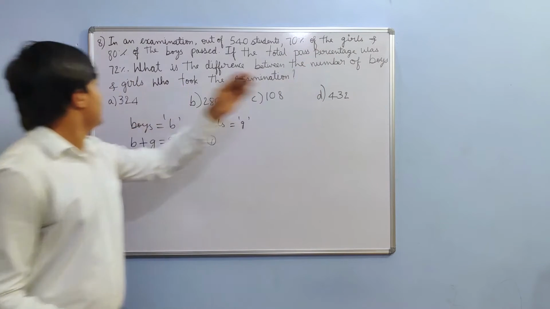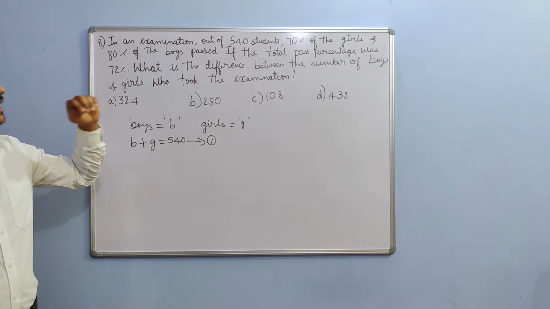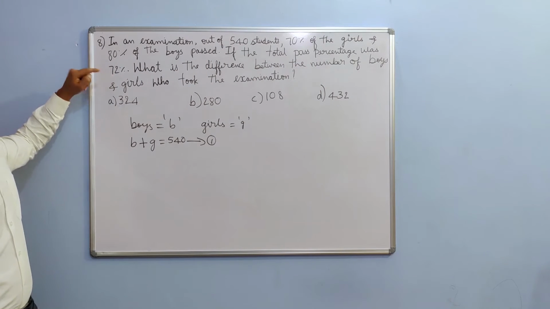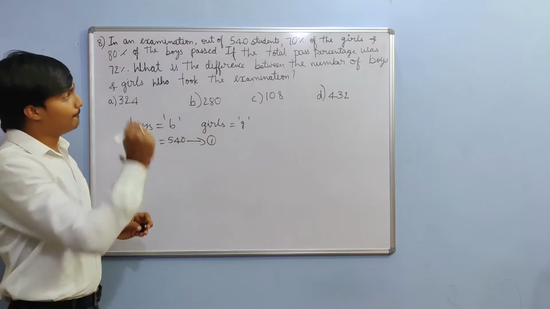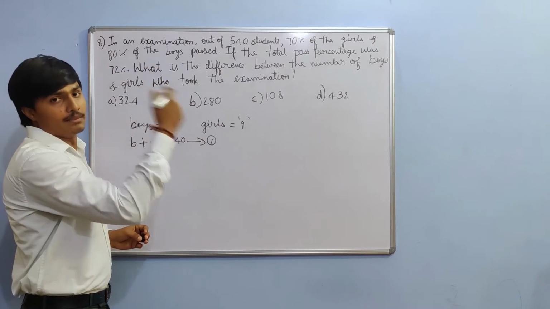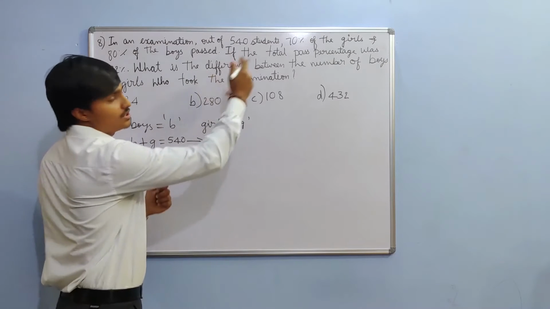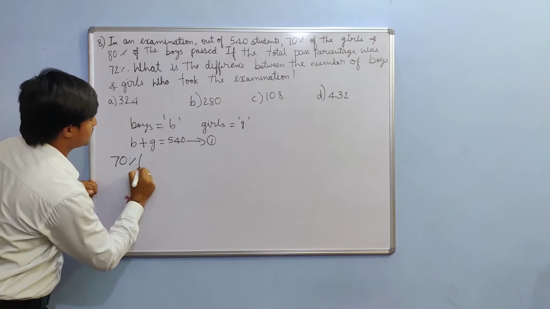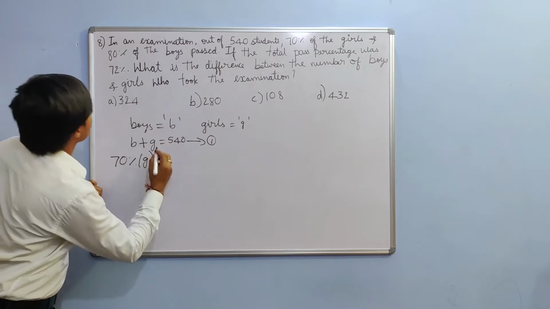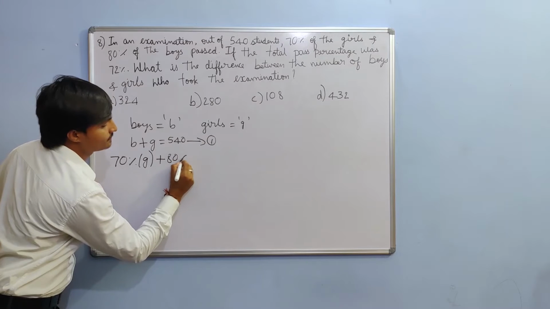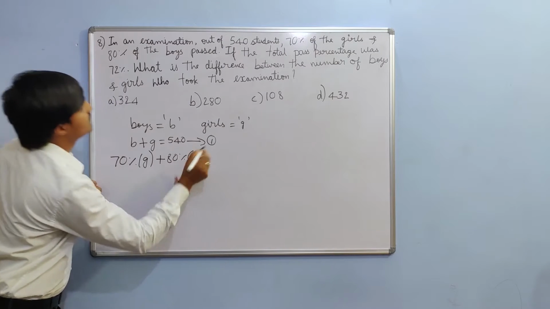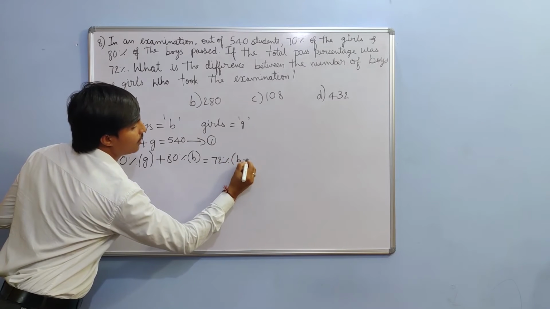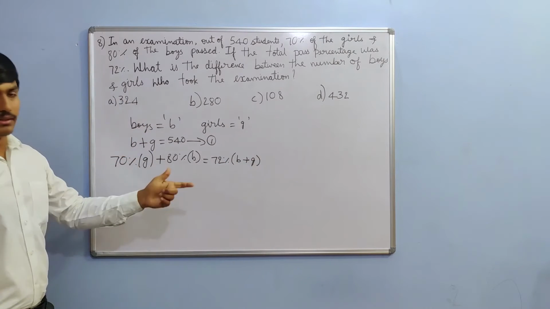70% of the girls and 80% of the boys have passed, and also they have given the total pass percentage was 72%. This 72% constitutes both girls and boys, right? So we can equate these two. From that we can write it as 70% of girls plus 80% of boys, which is equal to 72% of total boys plus girls, right?